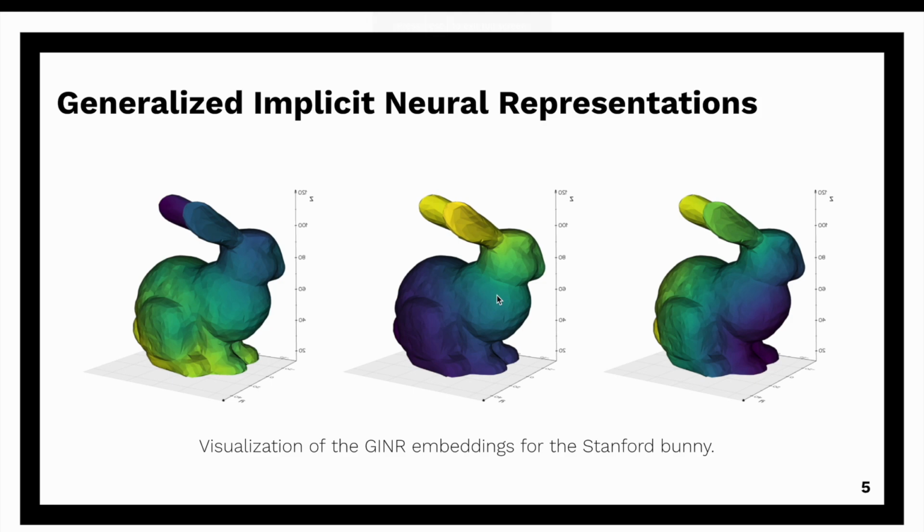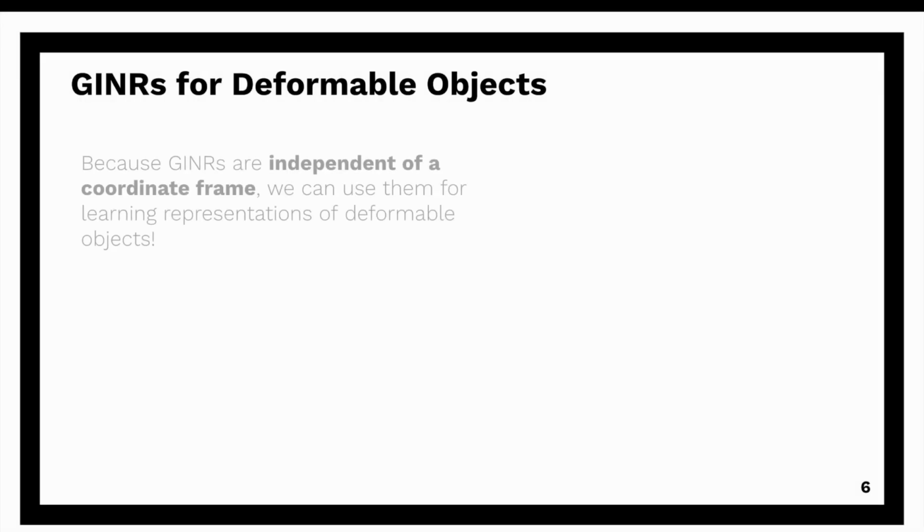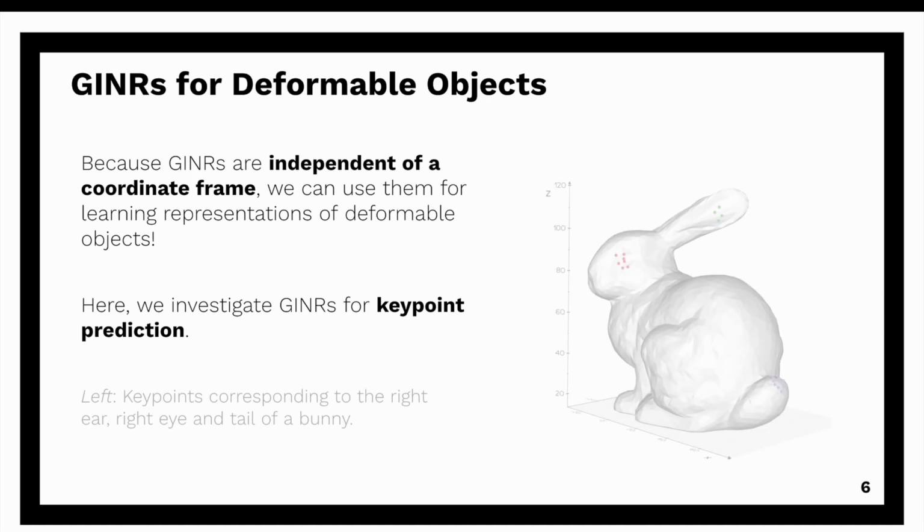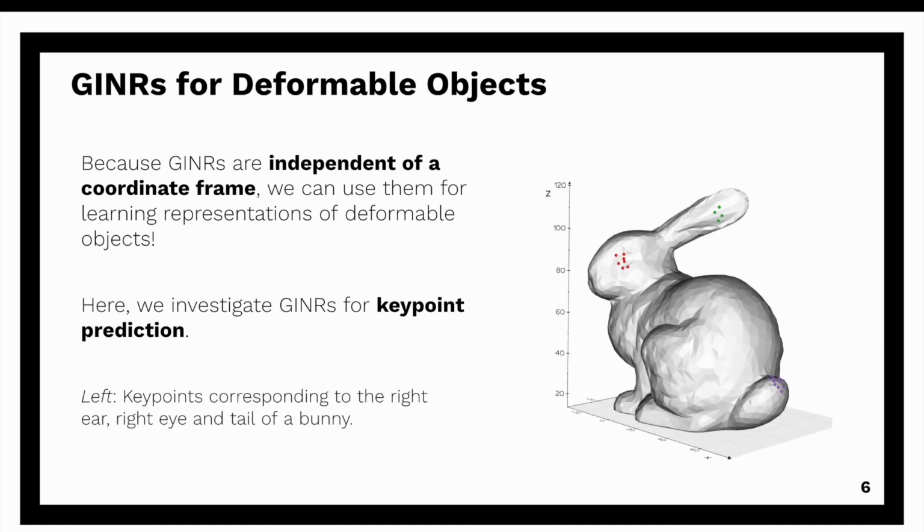Here are the first three components of the computed GNR embeddings for the Stanford bunny. We see that the components vary smoothly over the bunny's surface. Because GNR embeddings only depend on the topology of an object, they are independent of a coordinate frame. Thus, we can use them for learning representations of deformable objects. Here, we investigate GNRs for key point prediction. Here is the Stanford bunny with a few key points labeled, corresponding to the right ear, the right eye, and the tail.